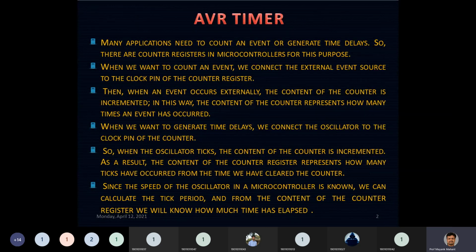Since the speed of the oscillator in the microcontroller is known, we calculate the tick period, and from the content of the counter register we will know how much time has elapsed. So this is how we can generate a delay. When we want to use the timer counter for generating a delay, we source the clock from an oscillator, and if we want to count the number of events occurring outside the microcontroller, we source the clock with the events that are supposed to be counted.